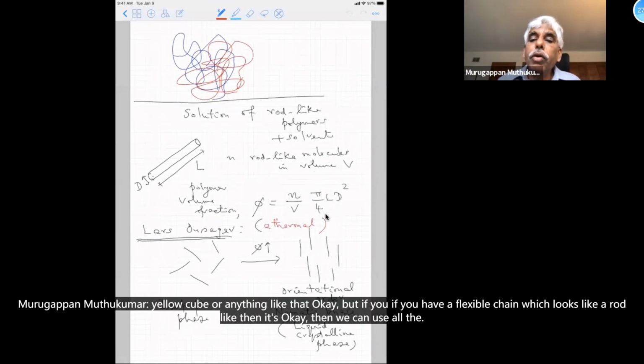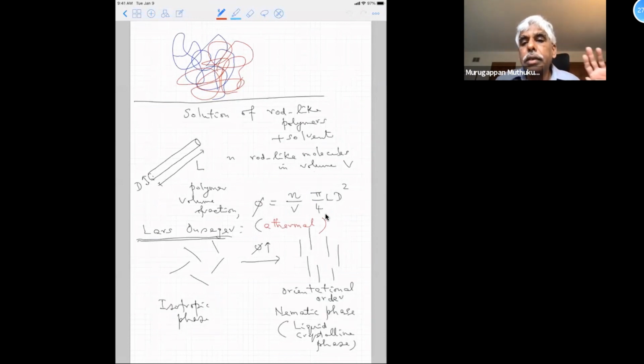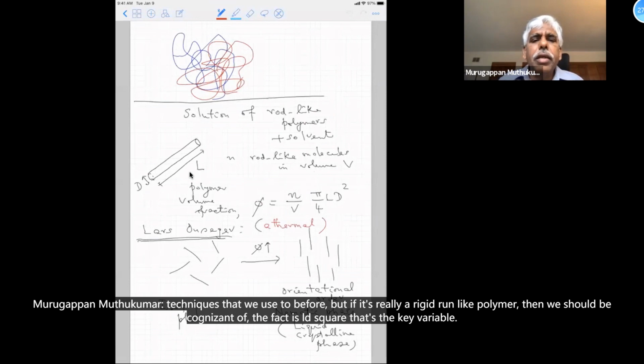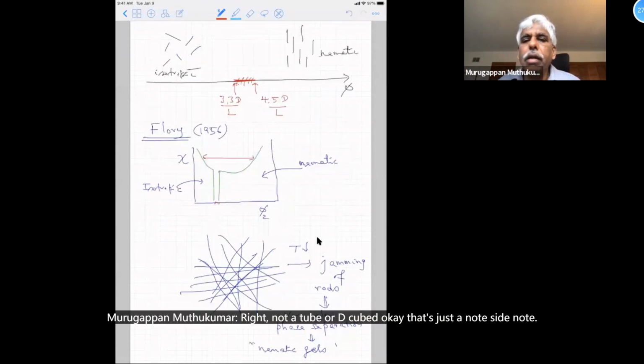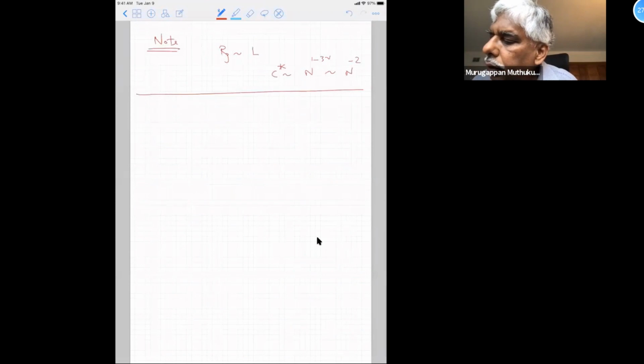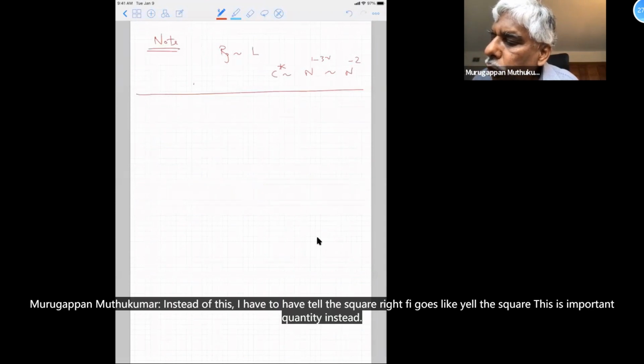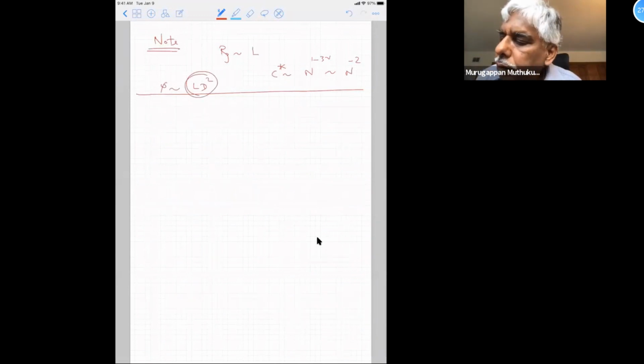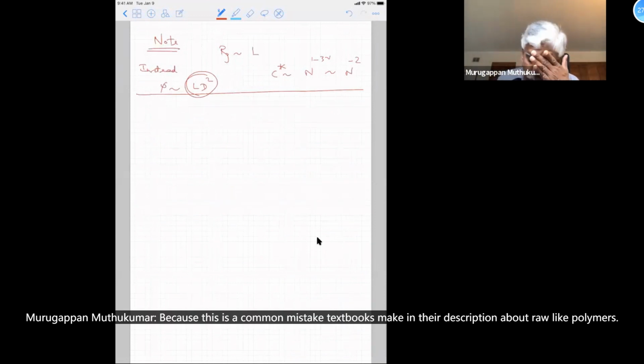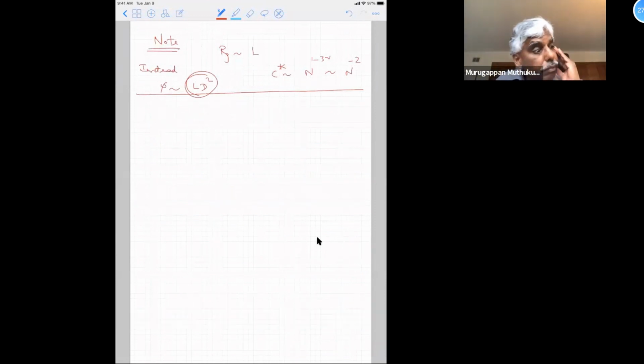But if you have a flexible chain which looks like a rod, then it's okay. Then we can use all the techniques that we used before. But if it's really a rigid rod-like polymer, then we should be cognizant of the fact that it's L D squared. That's the key variable, not L cubed or D cubed. That's just a side note. Instead of this, I have to have L D squared. Phi goes like L D squared. This is the important quantity instead, because this is a common mistake textbooks make in their description of rod-like polymers.